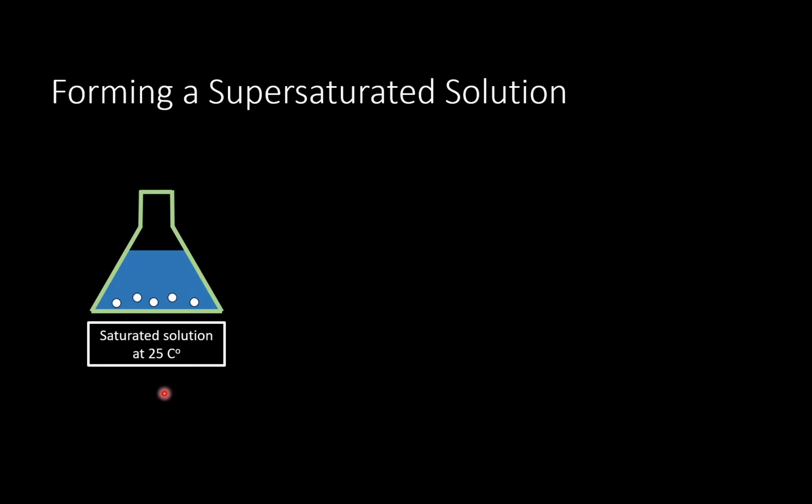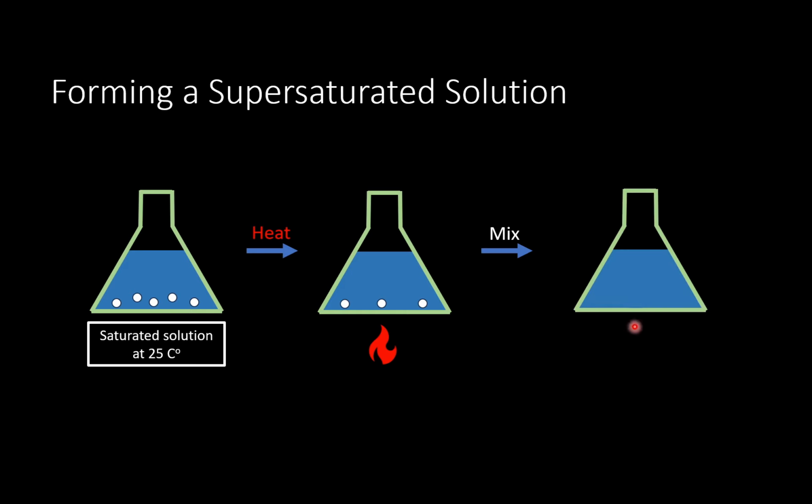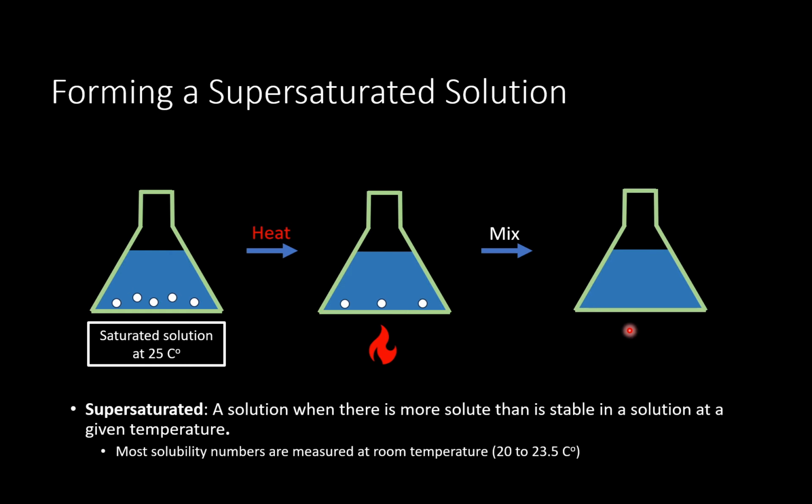Well, we can increase solubility by increasing the temperature at which dissolution occurs. So if we heated our boiling flask at 70 degrees Celsius and mixed it using a stirring rod, we will see that the leftover salt particles would dissolve in the water. This is called a supersaturated solution. And this is a solution when there is more solute than is stable in a solution at a given temperature.